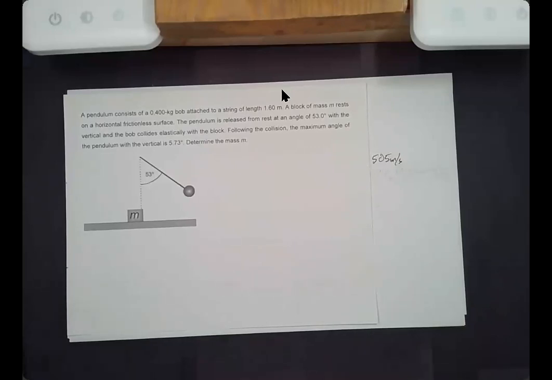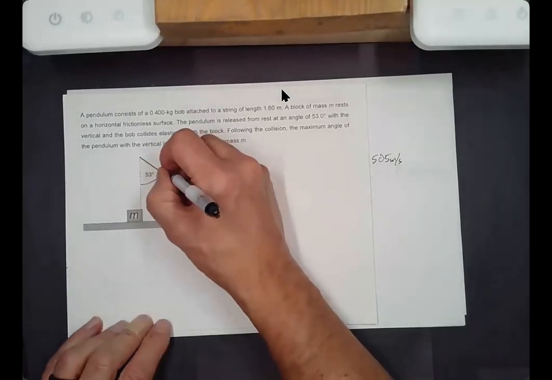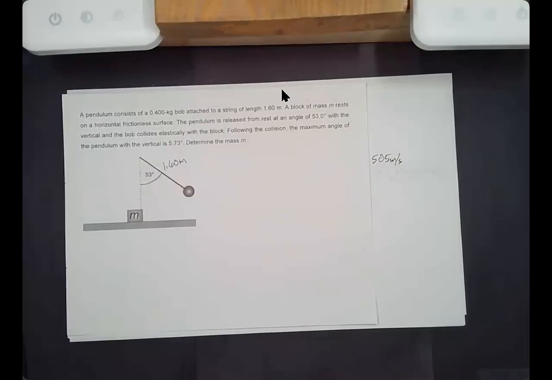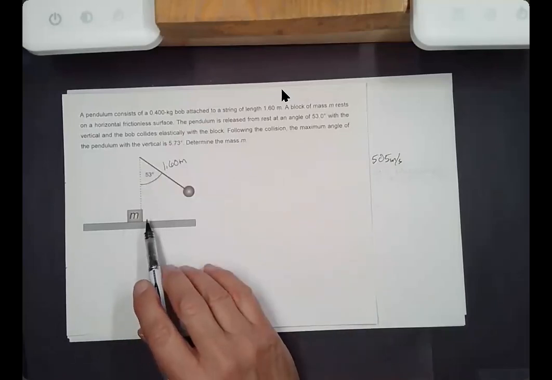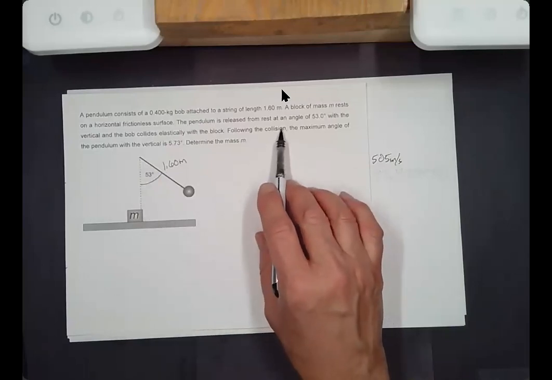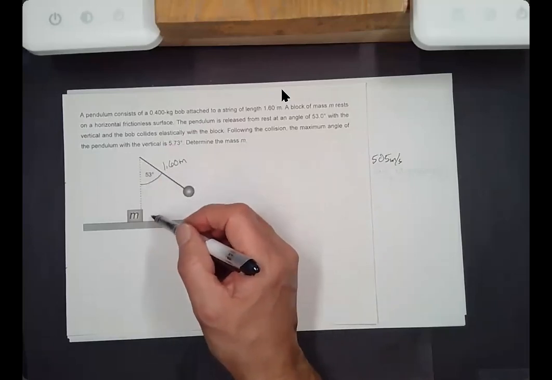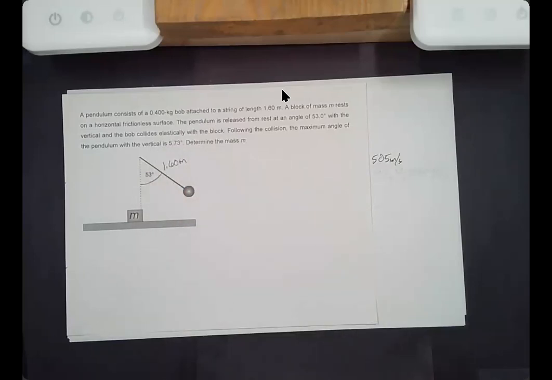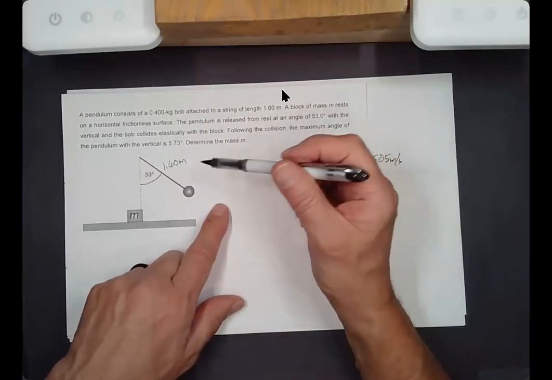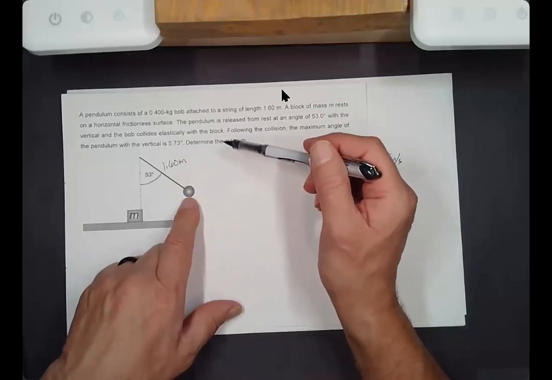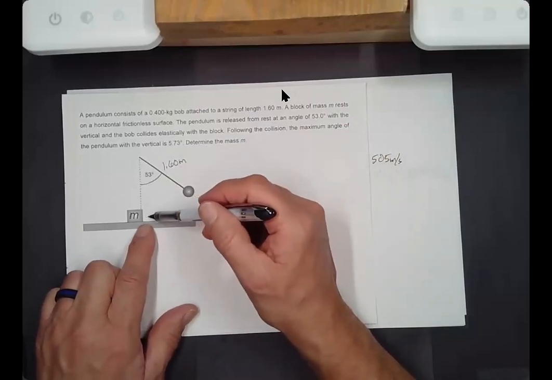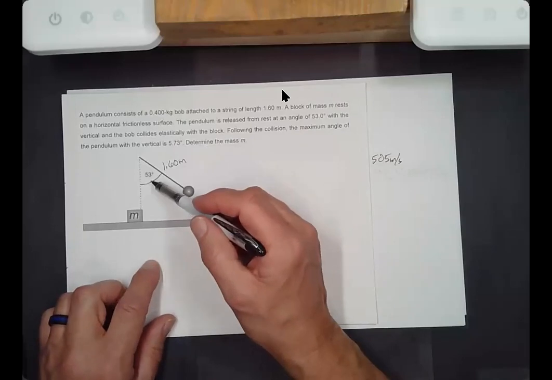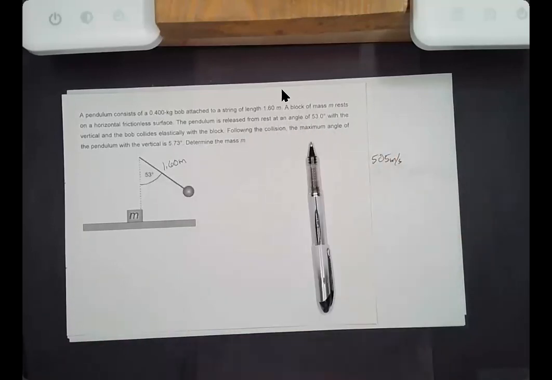A pendulum consists of a 0.400 kilogram bob attached to a string of length 1.60 meters. A block of mass M rests on a horizontal frictionless surface. The pendulum is released from rest at an angle of 53 degrees with the vertical. So it's going to swing down here, hit the mass, and it says it collides elastically with the block. A little bit hard to believe, but let's go for it anyway. Following the collision, the maximum angle of the pendulum with the vertical is 5.73 degrees. So, presumably, it's going to bounce off the thing and swing back up to 5.73 degrees instead of 53 degrees, and determine the mass m for that to happen. This is kind of complicated.